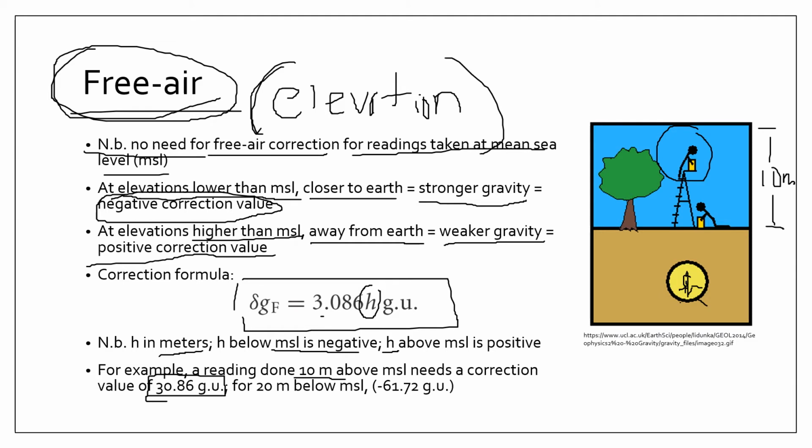Now, if you did another gravity reading, let's say somewhere in here, and it is like 20 meters below mean sea level, then just plug in negative 20 in this equation, and you will have a correction value of negative 61.72 gravity units.